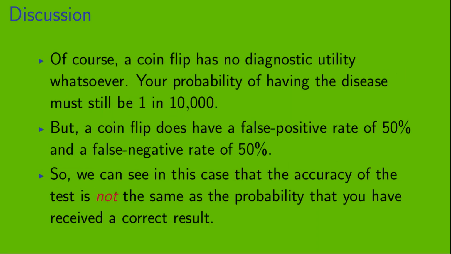Of course, a coin flip has no diagnostic utility whatsoever. Your probability of having the disease must still be 1 in 10,000. But a coin flip does have a false positive rate of 50% and a false negative rate of 50%. So we can see in this case that the accuracy of the test is not the same as the probability that you have received a correct result.